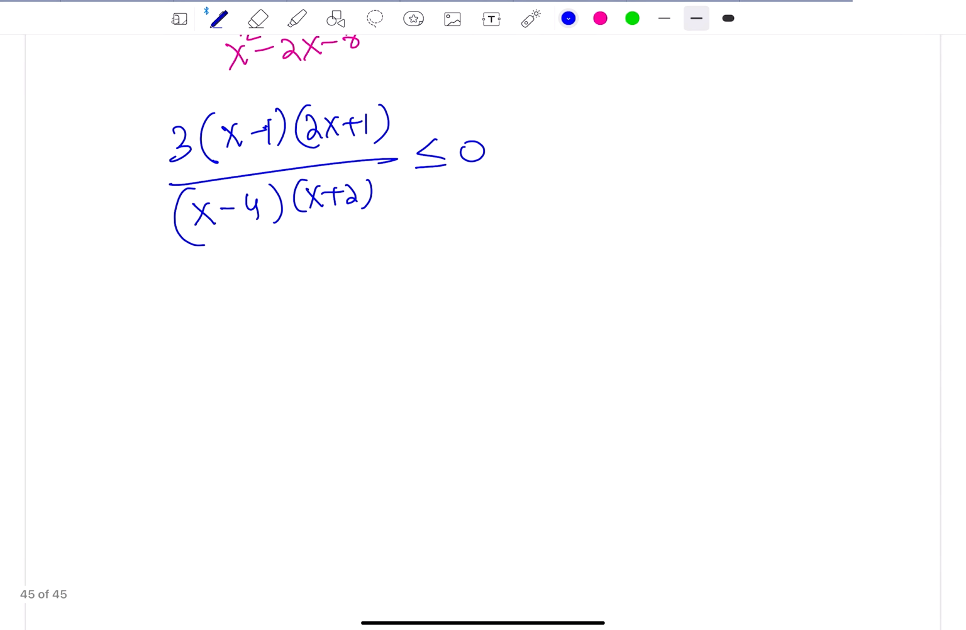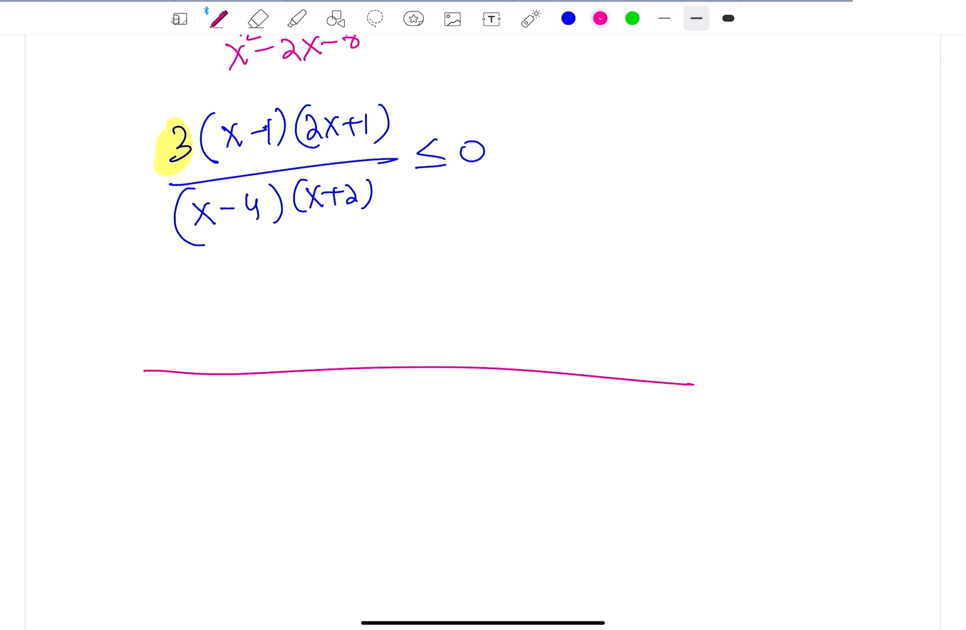Now we can go ahead and divide both sides by the 3 if we want, or we can just leave that 3 over there. It's a positive number. It's not going to make any difference if you multiply or divide with the number 3. It's not going to change our sign. So it doesn't matter. You can leave it there or you can get rid of the 3.